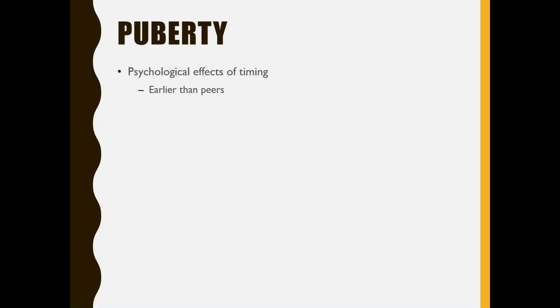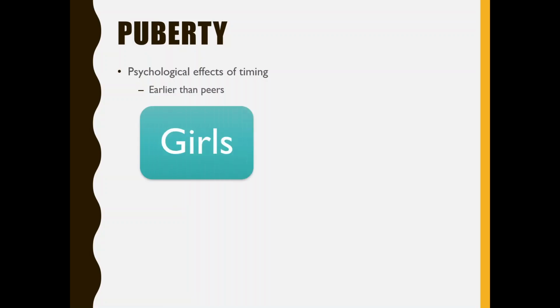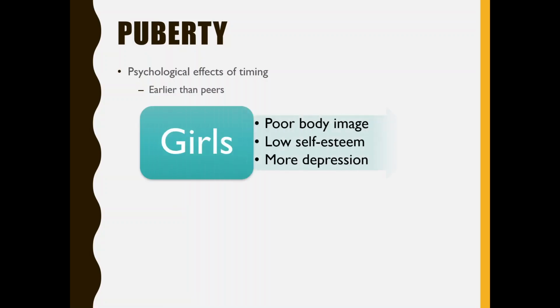So what happens when your signs of puberty are significantly earlier than your peers? Well, for girls, being significantly ahead of your peers has been associated with having a poorer body image in adulthood, lower self-esteem in adulthood, and higher rates of depression in adulthood.